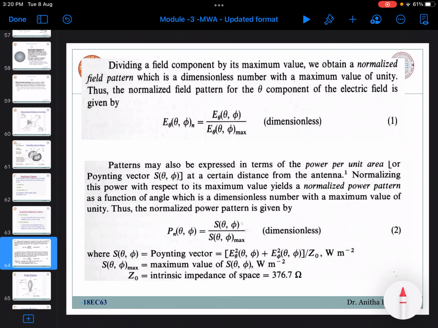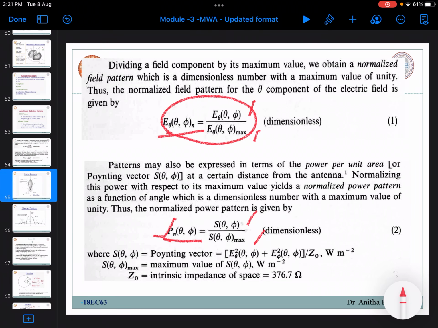Sometimes they can ask for the normalized pattern. For the electric field intensity, if you divide by its maximum value, it results in the normalized electric field intensity. Usually it is dimensionless. Similarly, for the normalized power pattern, if you divide the power density by its maximum power density, it results in a dimensionless quantity, which is the normalized power. Units are watts per meter square, whereas normalized power won't have any units.